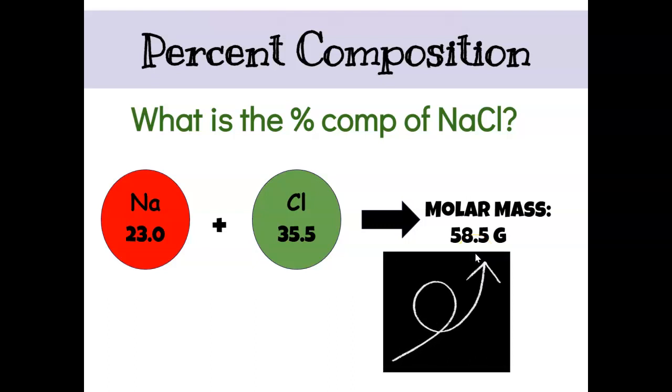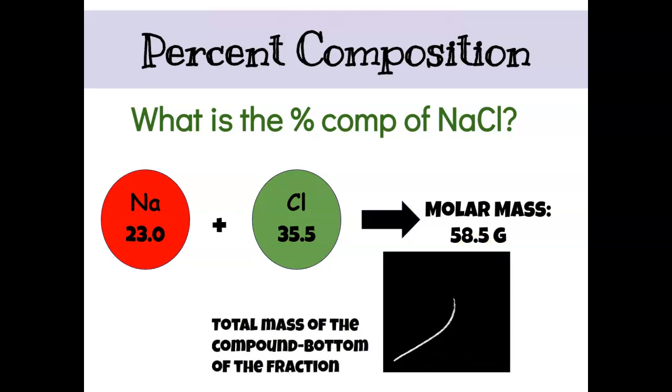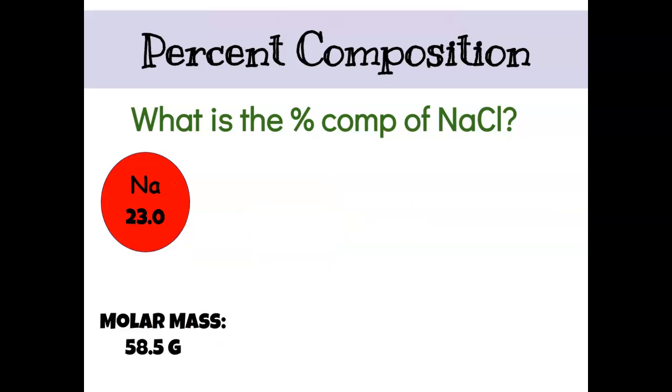So that molar mass, again, you will need to calculate. And this is the total mass of the compound that's going to be on the bottom of the fraction. Okay, so let's do sodium first. What's the percent composition of sodium chloride? How much of sodium chloride is just sodium? So we're going to take 23.0 grams and divide that by the total mass of the compound, which is 58.5, times 100 gives us 39.3%.